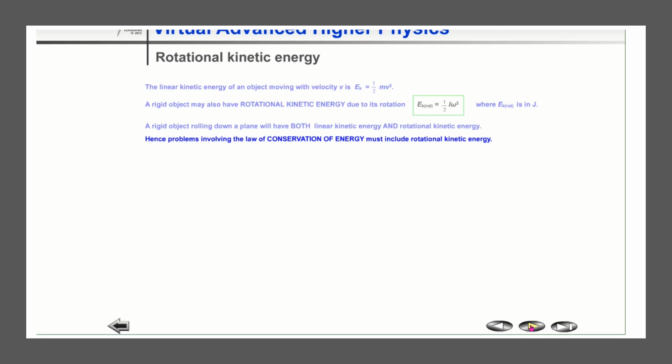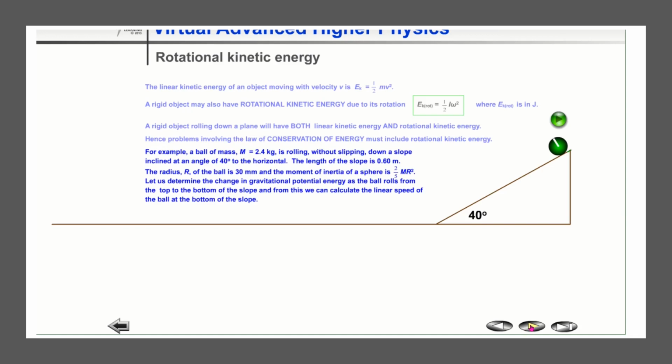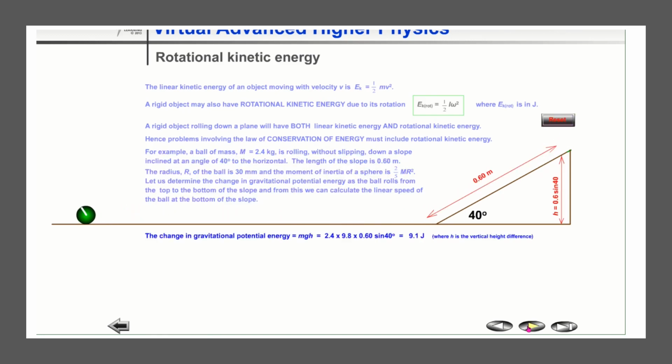A rigid object rolling down a plane will have both linear kinetic energy and rotational kinetic energy. Hence, problems involving the conservation of energy law must include rotational kinetic energy as well as linear kinetic energy. Let's have a look at this example.